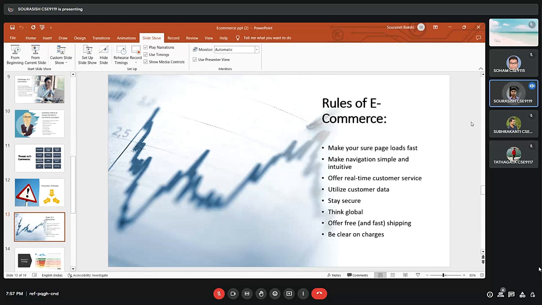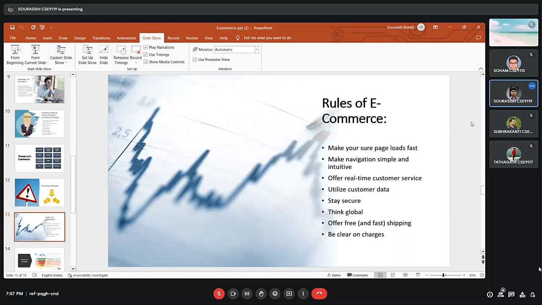Then all the e-commerce websites utilize their customers' data in different forms, so whatever data you collect, you must be securing that data and think of it from a global perspective, because a lot of the data you are collecting is personal data, and the user might not be comfortable with it being shared publicly. So protecting that data is quite important, and then being clear on all the charges, like delivery charges, taxes and all that, and offering fast shipping. These have become features now, but these were kind of the rules to start with.